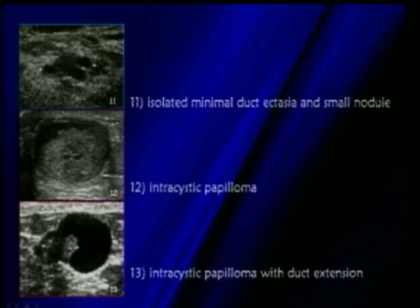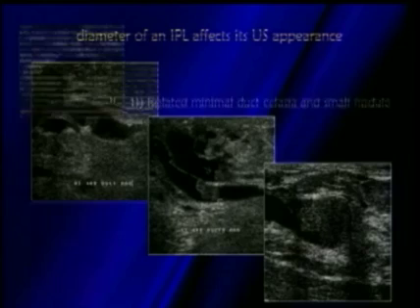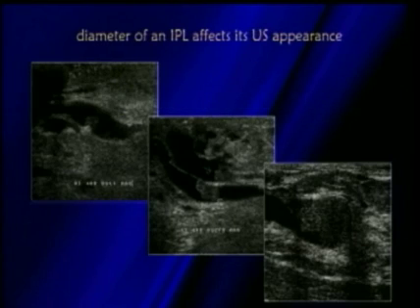This is looking at isolated, sort of just minimal duct extension or ductal ectasia, not coming from the nipple, but here you can see the papilloma within it. We may see intracystic papillary lesions, and intracystic papillary lesions where it actually extends into the duct and then also into the cyst. So these are all different sonographic appearances that we can see with these intraductal papillary lesions.